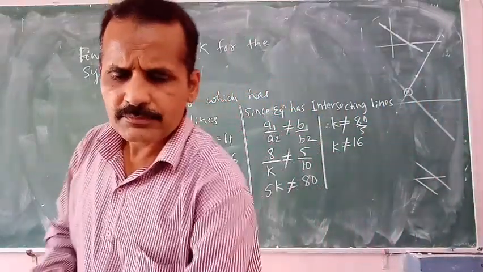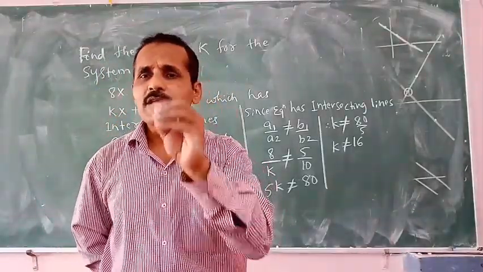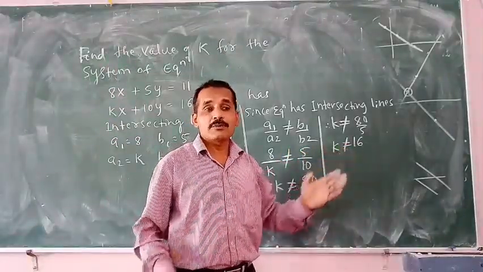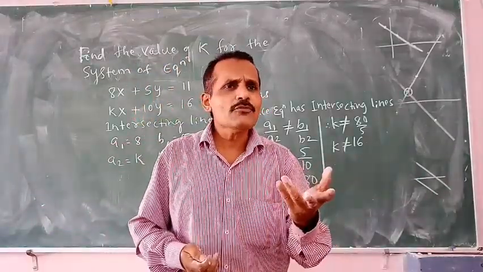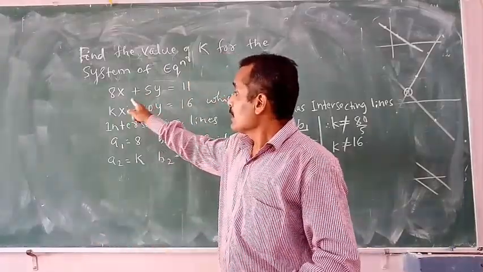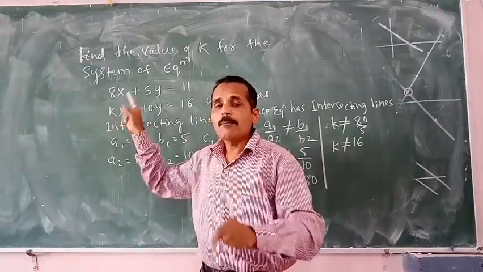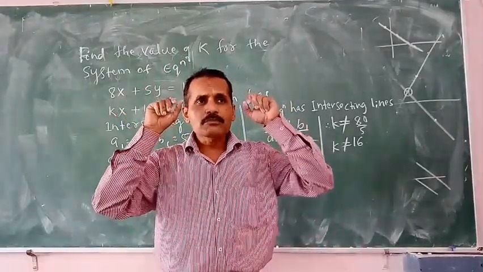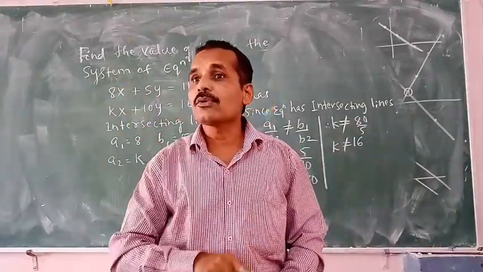Now a question will come. Now listen carefully. They asked us, what is the value of k? And you are saying k is not equal to 16. What is the value of k? K is not equal to 16 means k can have any value, but except 16. मतलब आप k के लिए कौन सा वैल्यू दे दो लेकिन 16 मत दे दो.